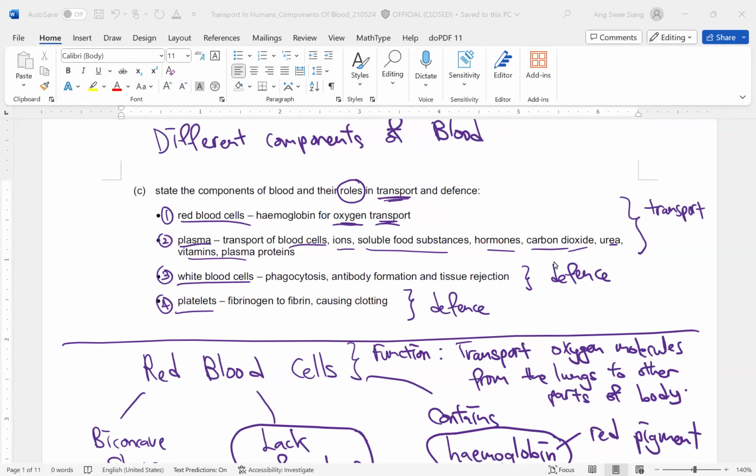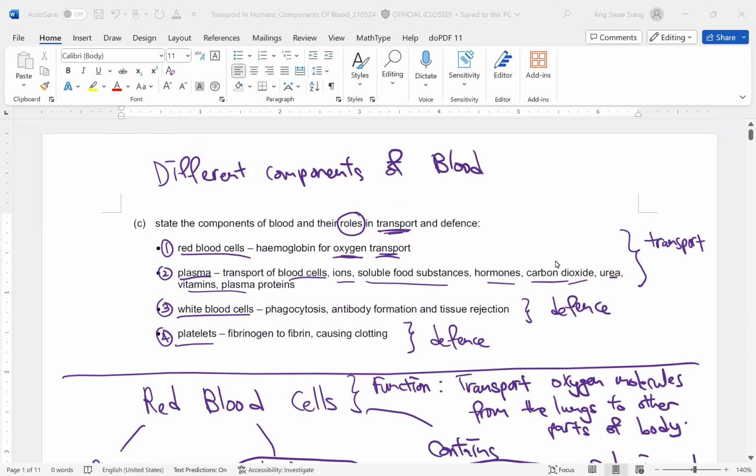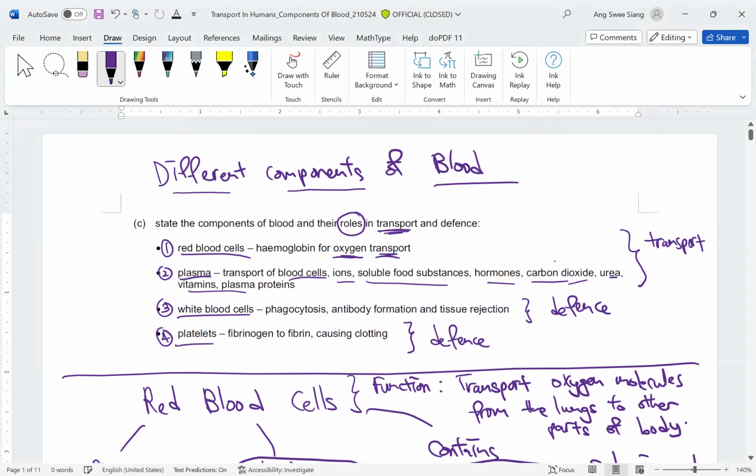Okay, so today we are going to complete the first section of transport in humans. In the first section, we look at the different components of the blood, some details about them, their structural adaptations, how they perform their function, and their roles in transport and defense.